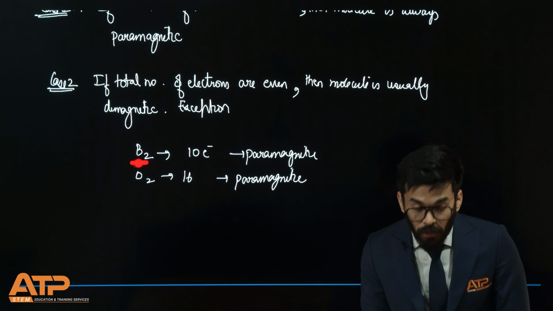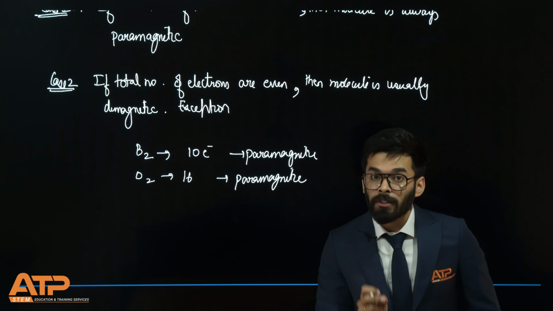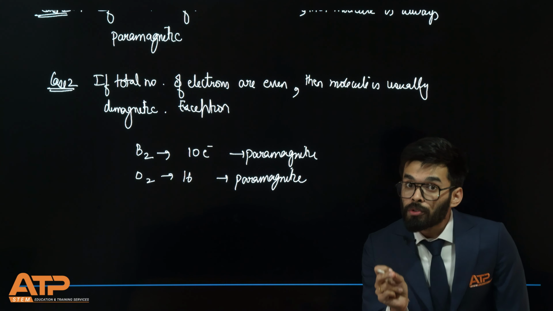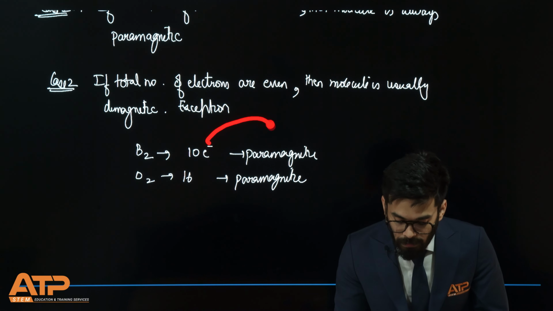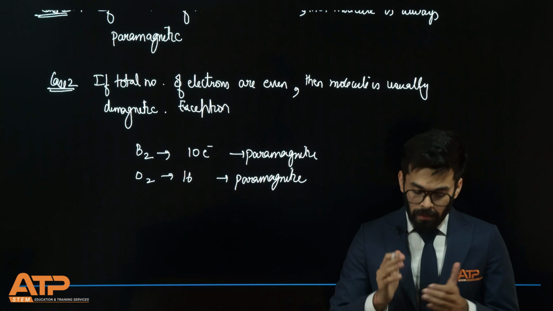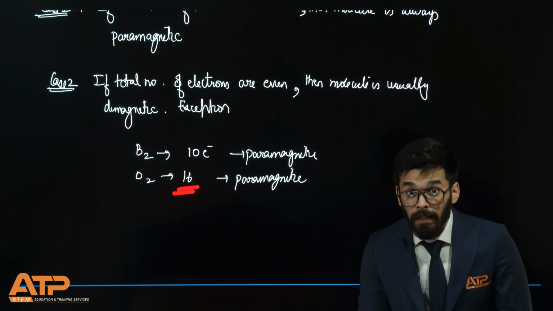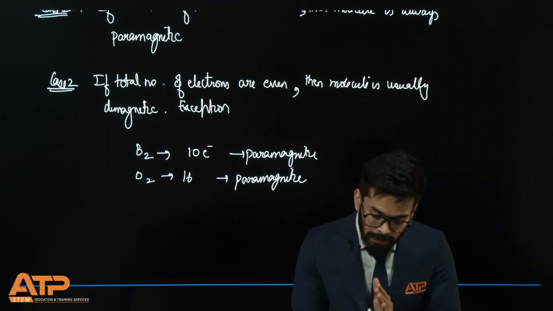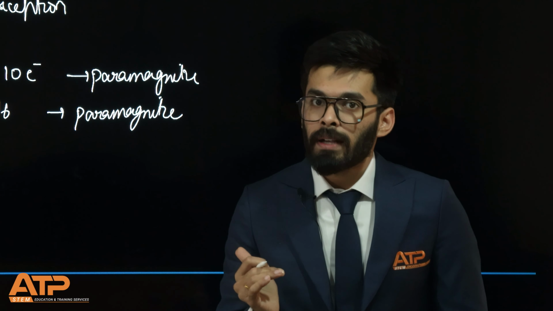One is B2. B2 has 10 electrons. So it is an even number of electrons. So it was supposed to be diamagnetic, but in reality, it is paramagnetic. Similarly, for O2, total electrons are 16. It's supposed to be diamagnetic, but it is paramagnetic. We are done with this shortcut as well.